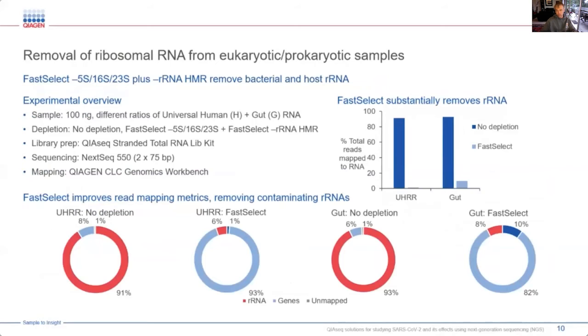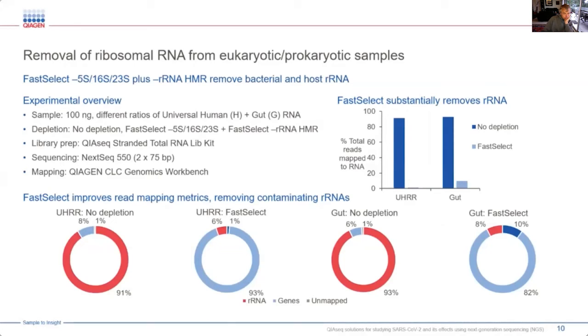Now, as I look at this and provide you an example here, what I'm showing is data of sequencing with no depletion and with depletion of both human reference RNA and gut RNA, and comparing those two results. And so if you look at the bottom left, what you have here is a circle that shows the amount of ribosomal RNA, gene expression, and unmapped RNA, and the percentage of each as you look upon these different conditions. On the far left, what you see is universal human reference RNA with no depletion.